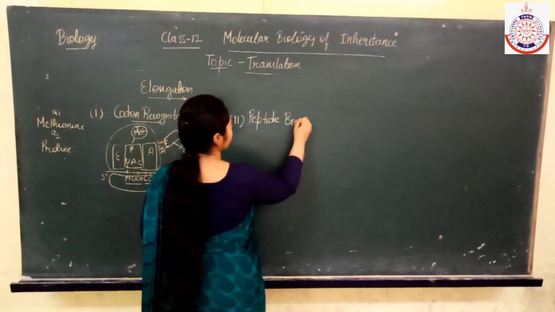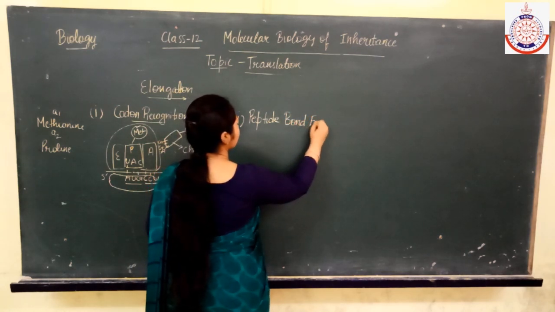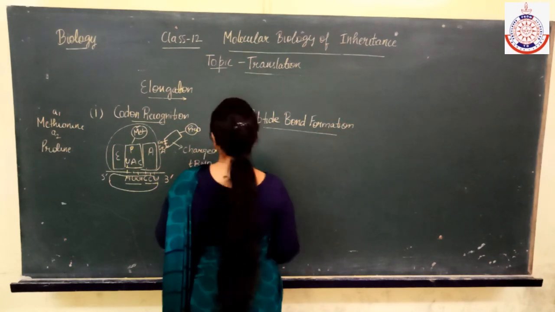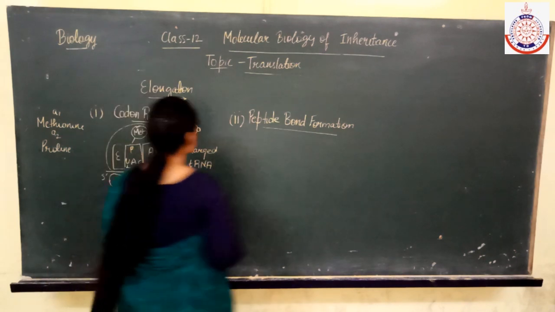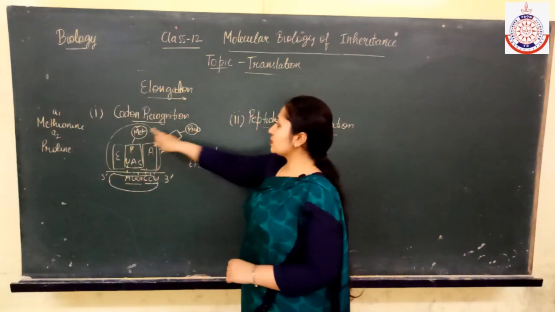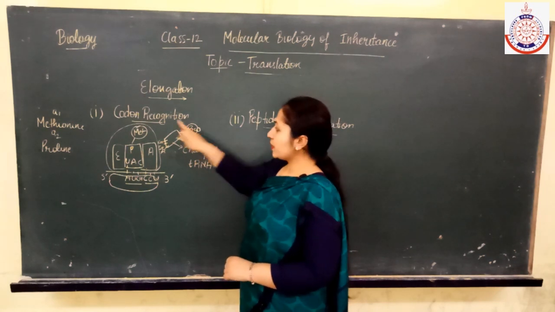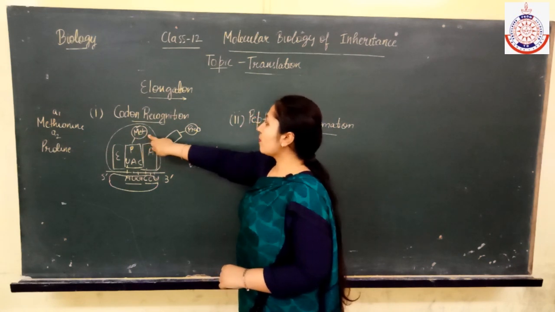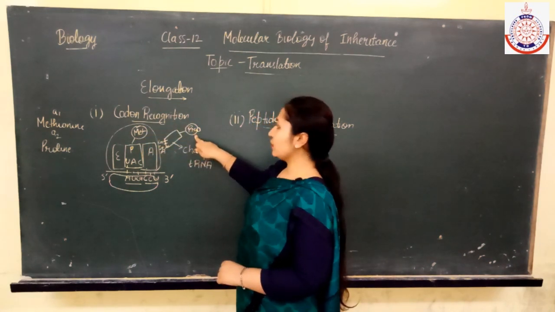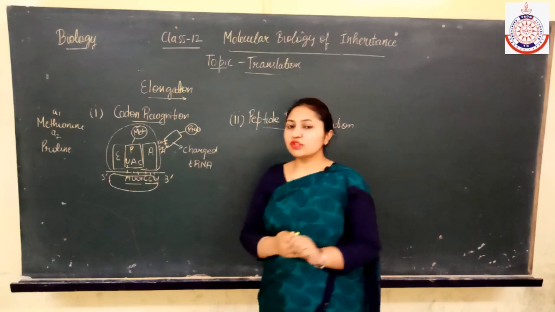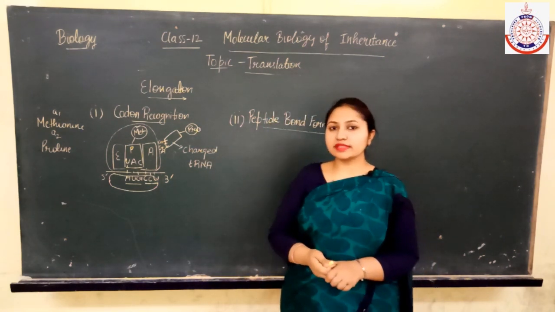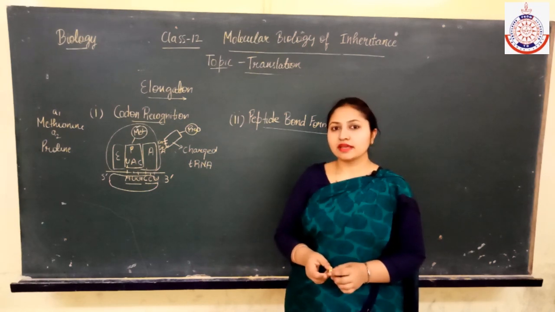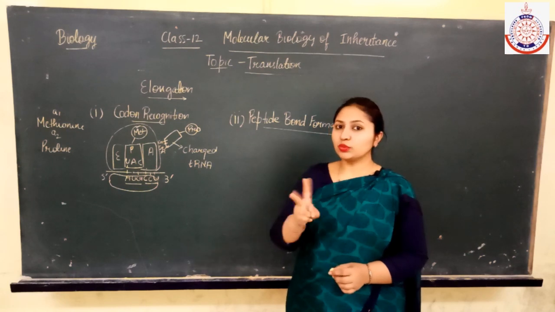Peptide bond formation. Now how does this peptide bond formation occur? This is the first amino acid and this is the second amino acid. This amino acid will break from here and form a bond with this proline. Do you know which bond is present between two amino acids? Yes, this is the peptide bond, which is present between the two amino acids.